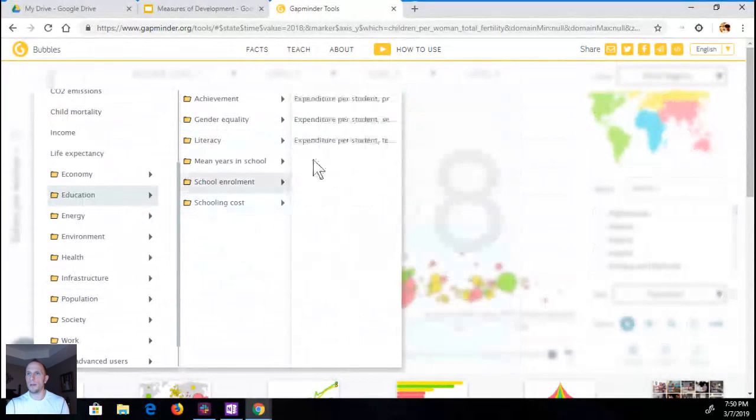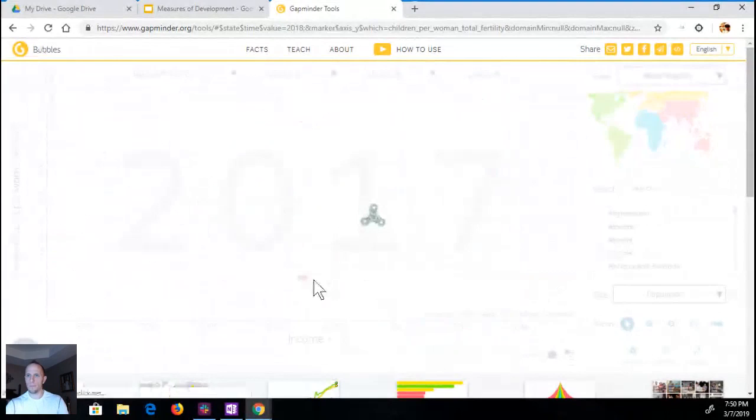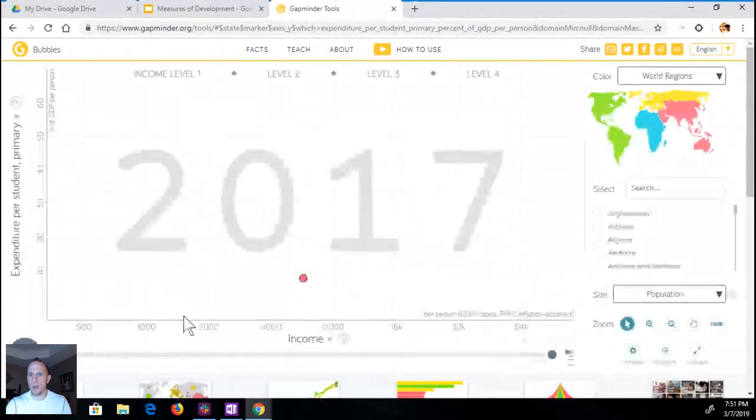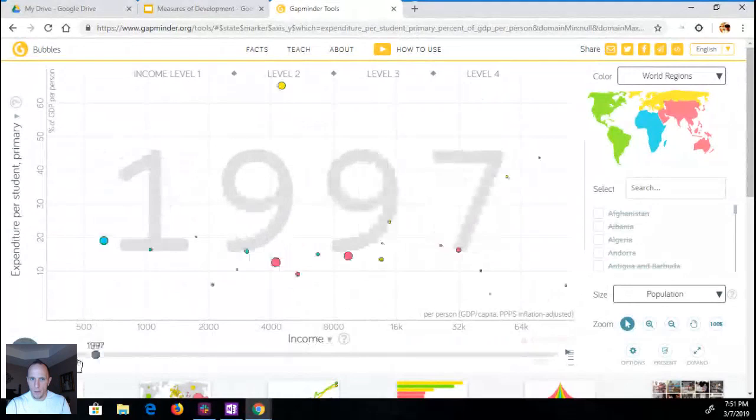We're going to look at expenditure per student in primary school. This is going to be elementary school. Okay. Let's see what happens. Now, I think what we're looking at is expenditure per student in primary. Let's take a look. Let's hit play. Well, that didn't do as well as I wanted it to.